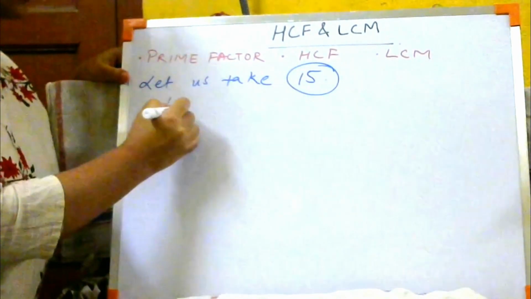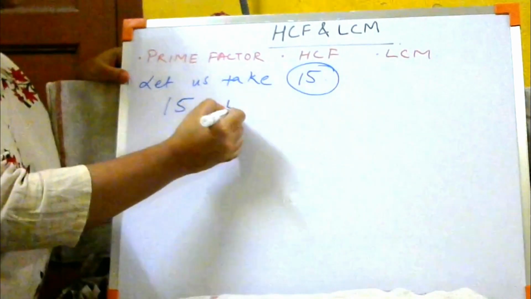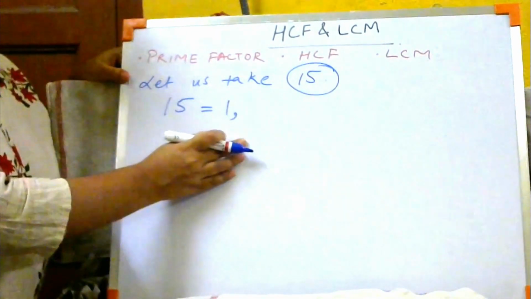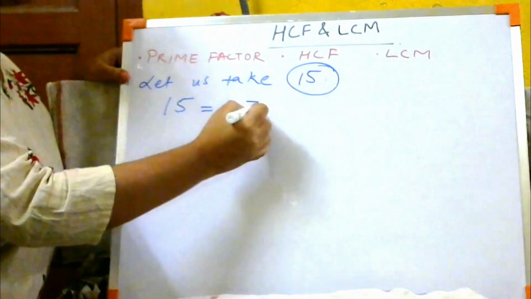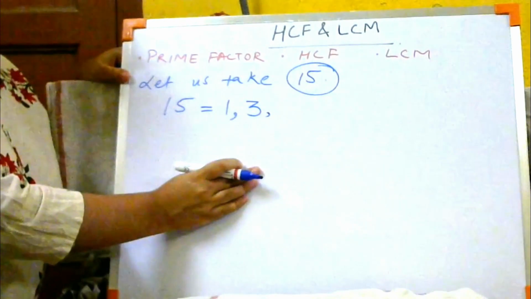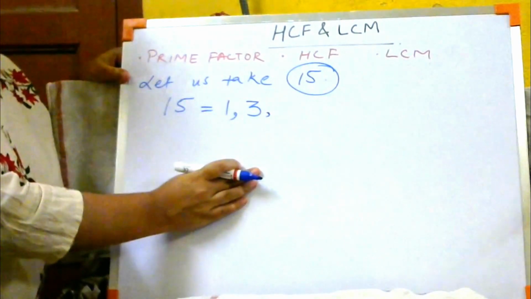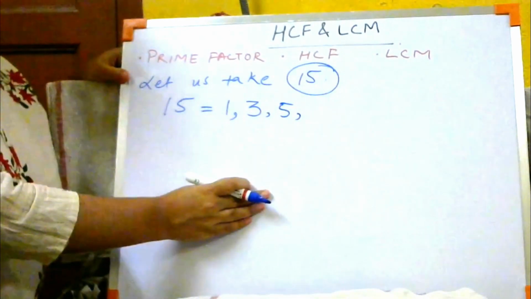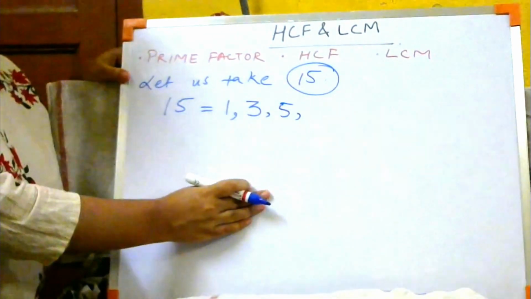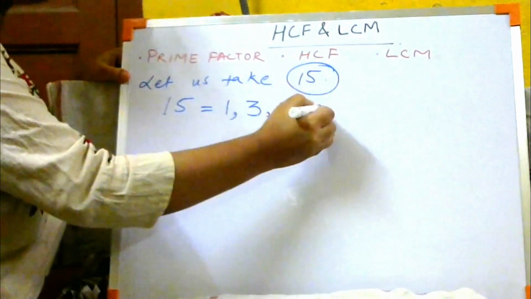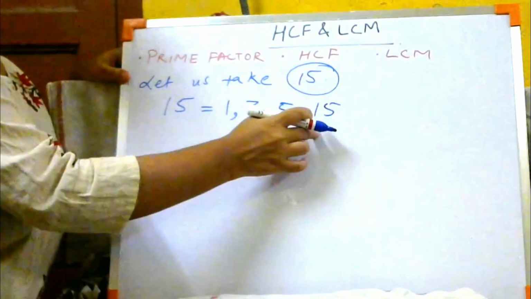So 15 goes in whose table? First of all, it goes in 1's table. 1 15s are 15, you all know. Does it go in 2? No, it does not. It goes in 3. 3 5s are 15. 4, it does not go in any table of 4. Does it go with 5? Yes, it goes with 5. 5 3s are 15. Then we have 6, it doesn't. Then 7, 8, 9, 10, no, it does not go in any other except for the last number, which is 15. 15 goes in its own table.